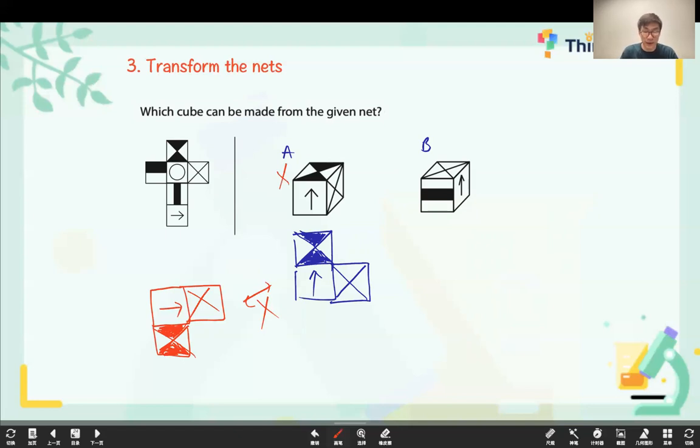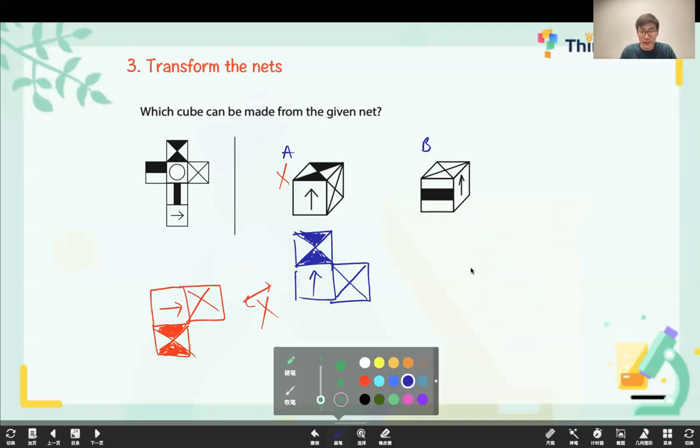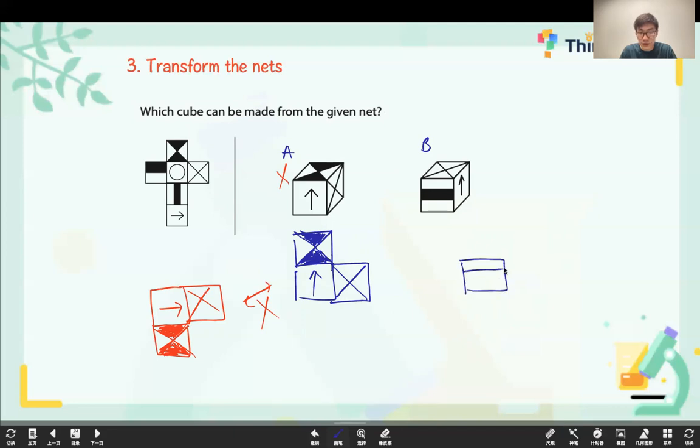So now let's check B. If we look at B, I'm going to expand it again from the middle bar. That's the only one. So the middle bar is in the middle, on top of it is a cross, and on the right of it is an up arrow.